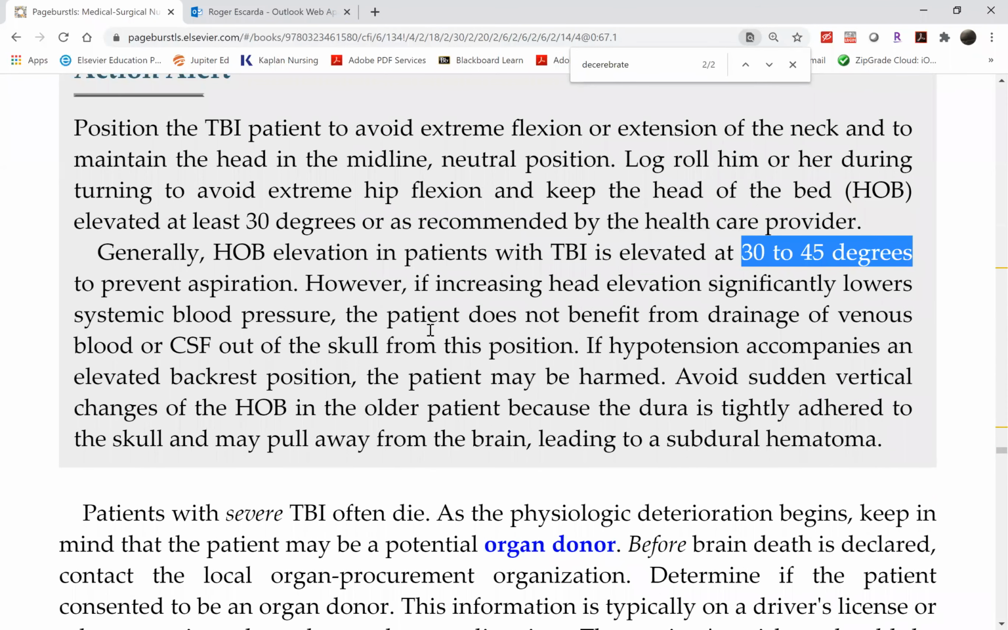Plus remember, what is the effect of head elevation on blood pressure? As we learned in 201 under autonomic dysreflexia. Drops. Okay, right. Extreme head elevation, especially Fowler's or high Fowler's, will decrease blood pressure, which again we don't want to do. We don't want to drop blood pressure. We want to maintain a blood pressure of around 140, 150 systolic.